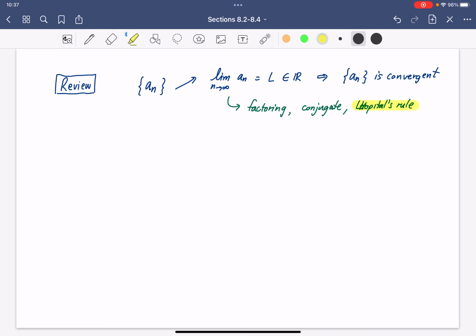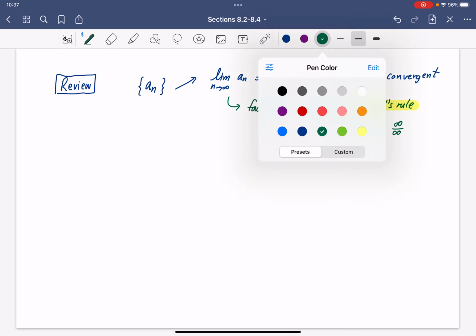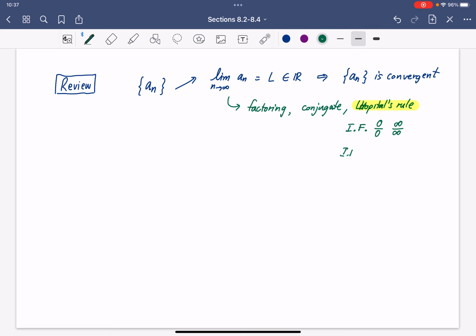When you want to use L'Hopital's rule, it means that you face a limit in the form 0 over 0 or infinity over infinity. If you face a limit of the form 0 over 0 or infinity over infinity, you can just use L'Hopital's rule. Extend the domain first, then apply L'Hopital's rule, and then make a conclusion back on the natural numbers.